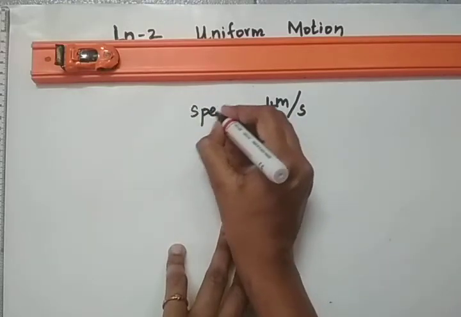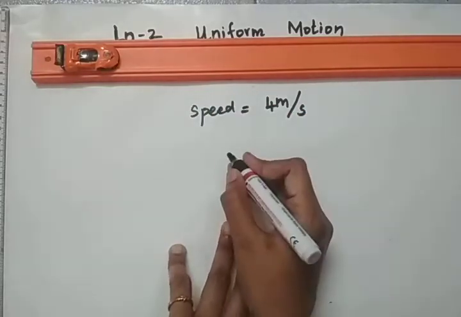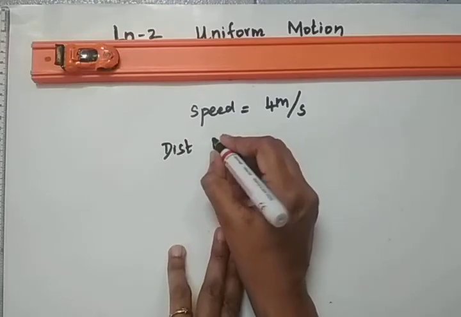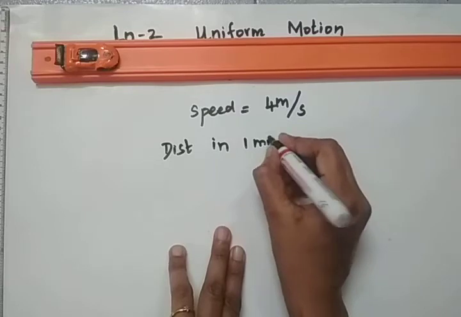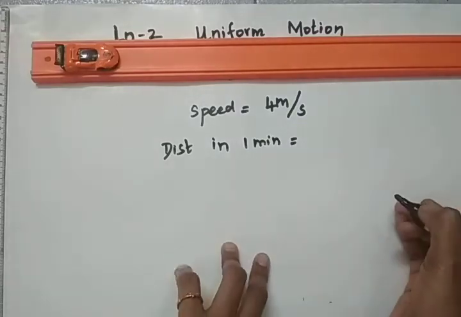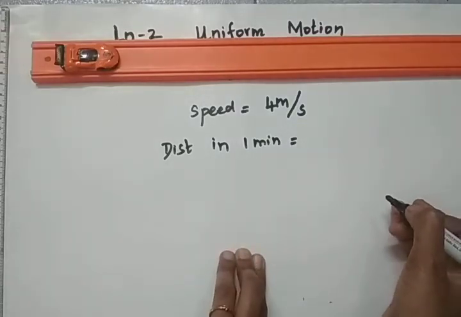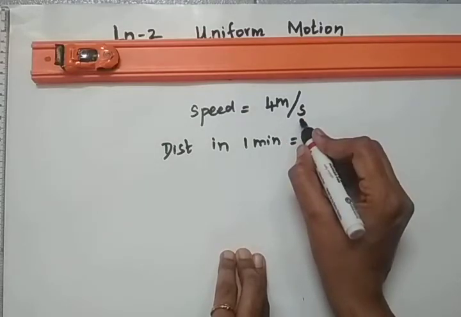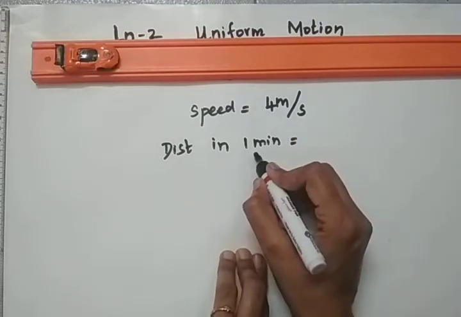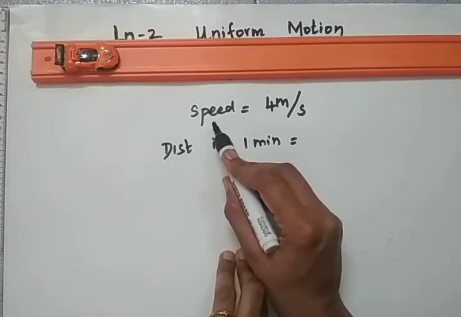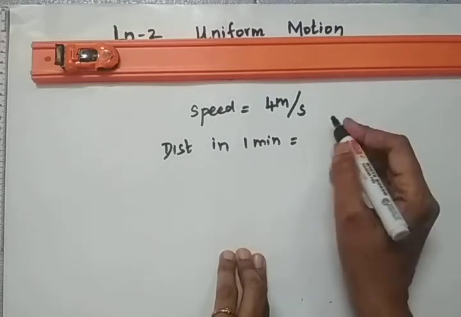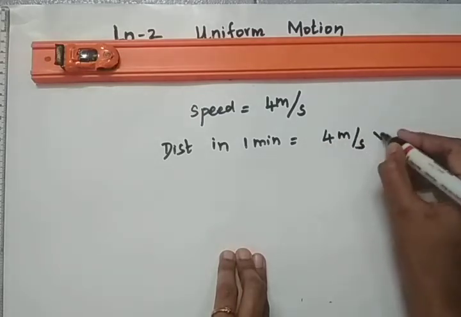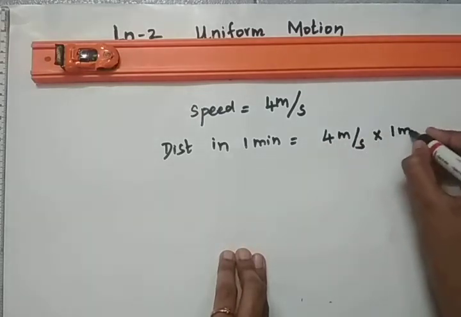Since it maintains a uniform speed, can you tell me the distance covered by the car in 1 minute? How will you find out? If it covers 4 meter in 1 second, can you find the distance in 1 minute since it is maintaining the uniform speed? You know the speed, which is 4 meter per second. Just multiply by the time, 1 minute.